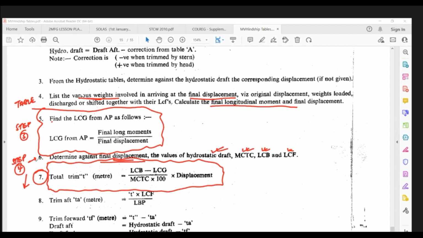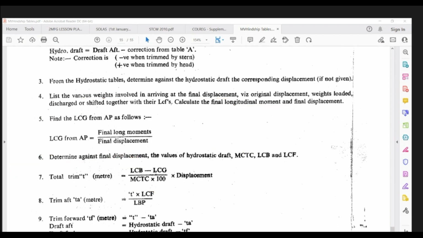Why? It is given behind the MV inchip. If you are in doubt, turn to the left. Okay, everything is found. Write down. Is that understood? Yes sir. Okay? What is formula number 7? Sir, in number 6 they said determine against final displacement. Yeah, that is after. That is after.